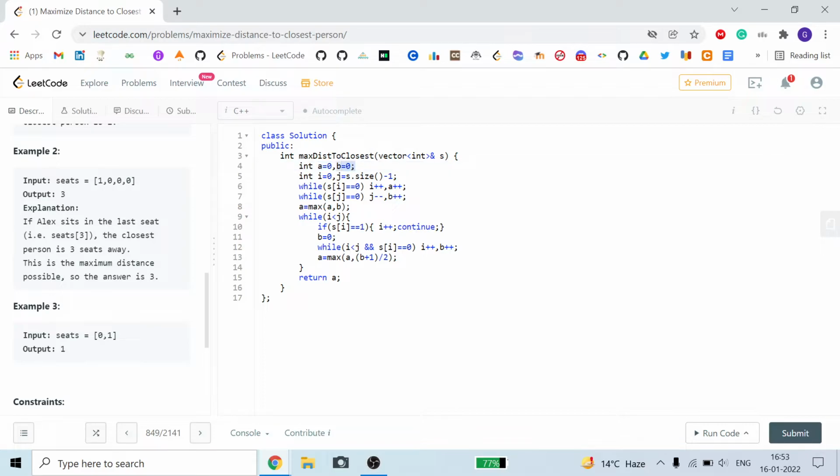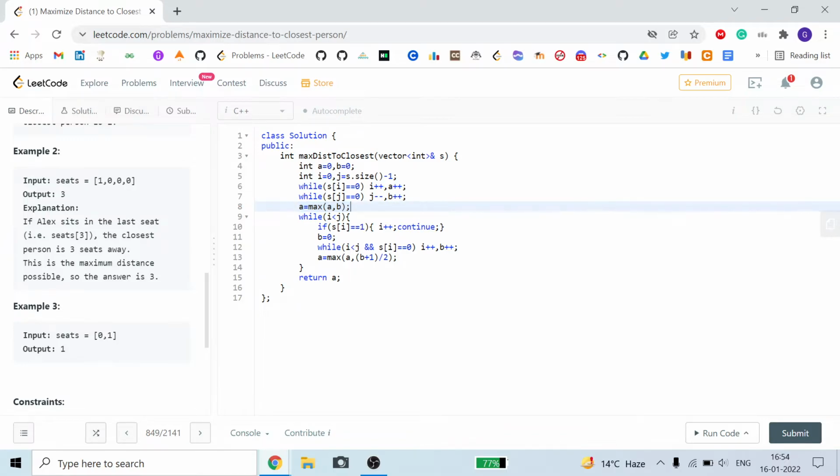And b will store the number of 0s after the last one. Like here the last one occurs here, so the number of 0s is 3. Here the last one occurs here, so the number of 0s after it is 0. And what we do, we initialize i with 0 and j with s.size() minus 1. So what we are storing: a plus plus and i plus plus. This will store the number of 0s in front of the array. It will store the number of 0s at the end of the array, and we put the maximum of a and b in a. So now our b is free because we have taken the maximum among both of them.